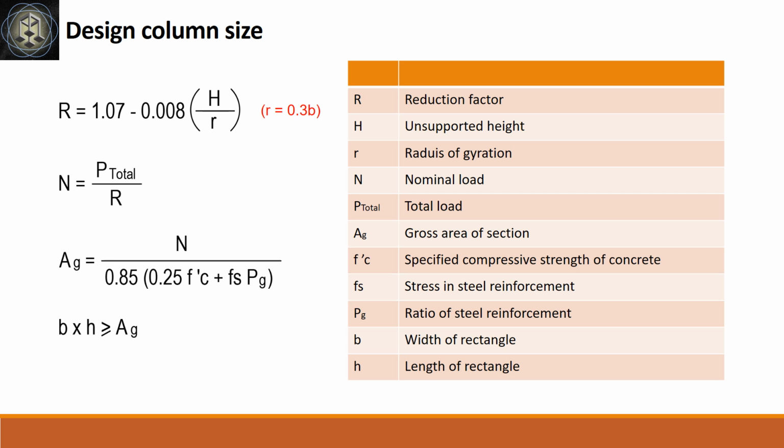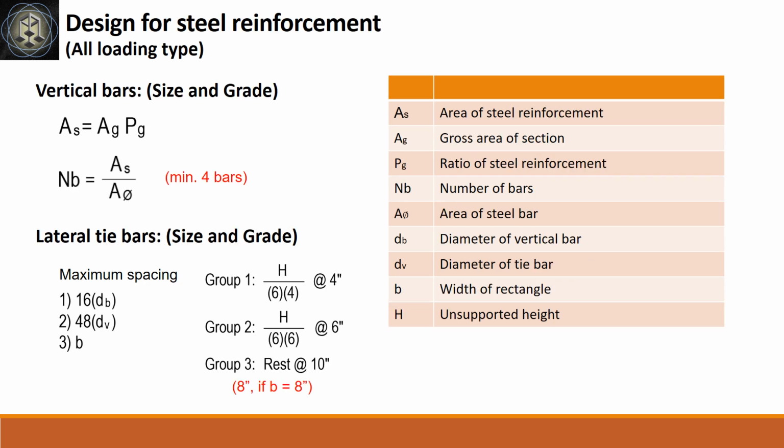To design the column size, get the nominal load by increasing our design load with the reduction factor. After applying a safety factor, solve for the gross section area of our rectangular column and derive its width and length. From the gross section area, solve the area of steel required and its equivalent number of vertical bars. Check the maximum spacing for the lateral tie bars and follow the steps presented on this slide.